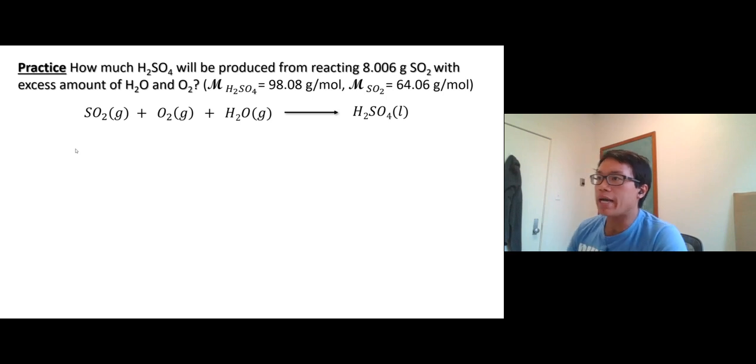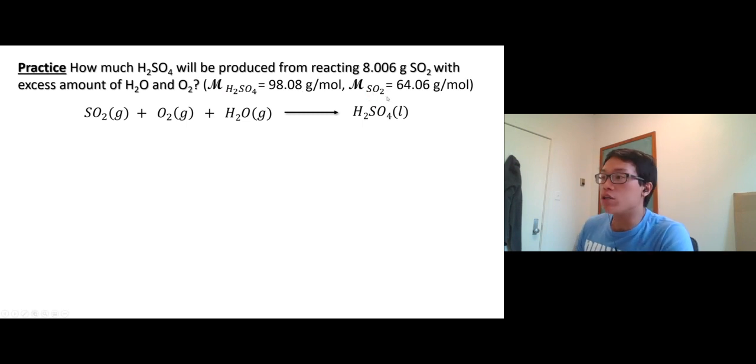Okay, for this question, it asks you how much sulfuric acid will be produced from reacting 8.006 grams of sulfur dioxide with an excess amount of water and oxygen, which means you don't have to look at those. Just ignore them. If they are present in an excess amount, you don't have to care. So all you have to do is convert grams of sulfur dioxide to grams of sulfuric acid. This one is easy because I gave you the molecular weight of sulfuric acid and sulfur dioxide.